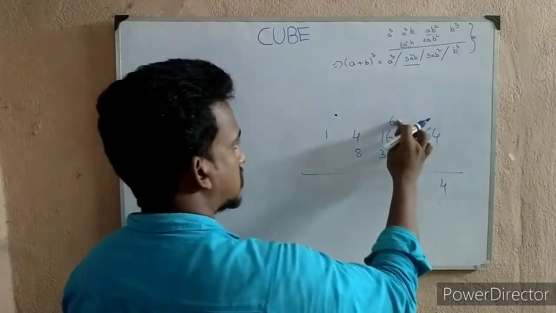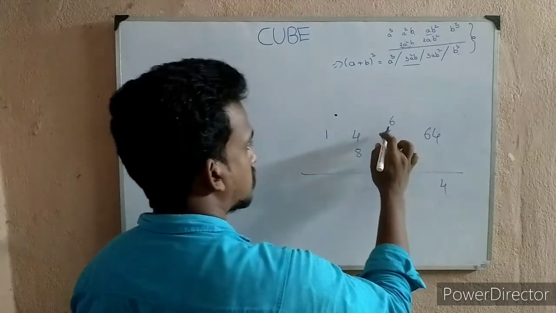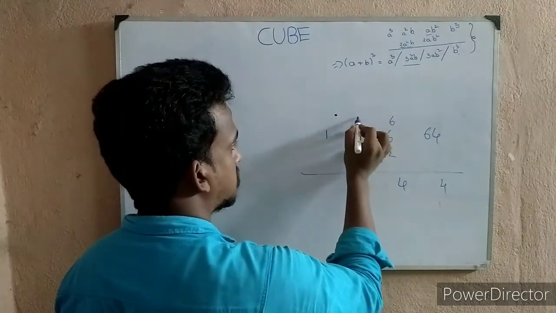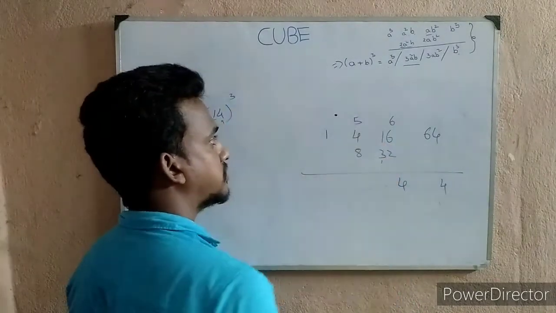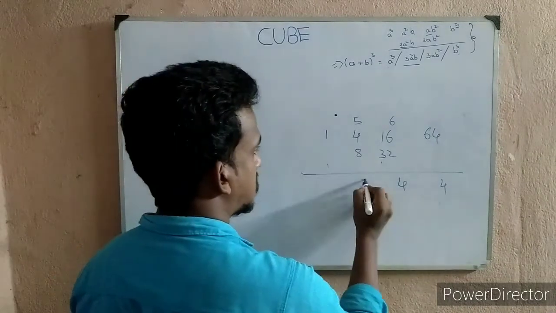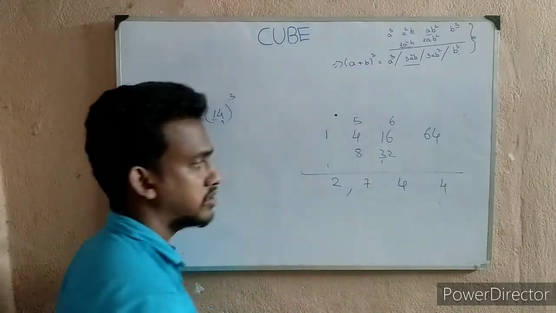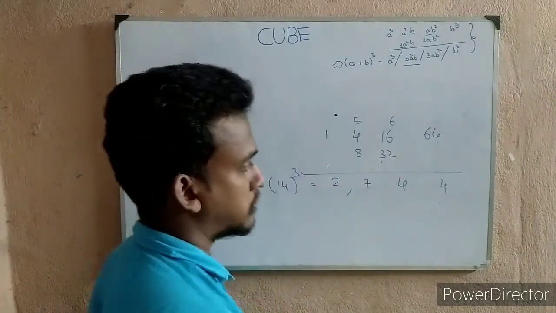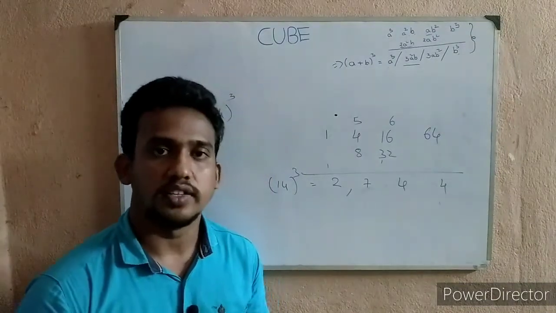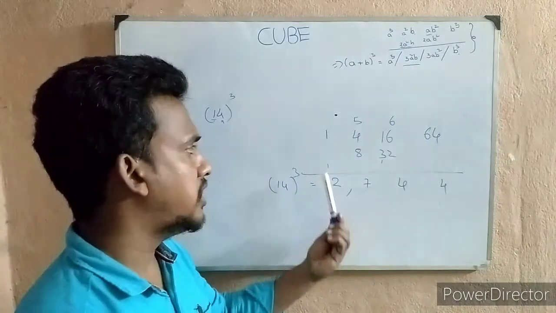Transfer this 6. 6, 6, 2 becomes 14. So 1, 3, 4, which becomes 5. So 8 plus 4, 12. 12 plus 5, 17. So 1 plus 1, 2. 2744. So that is 14 cube. So likewise, we will find the cubes of a number with the help of the a plus b whole cube formula, but in a different way.